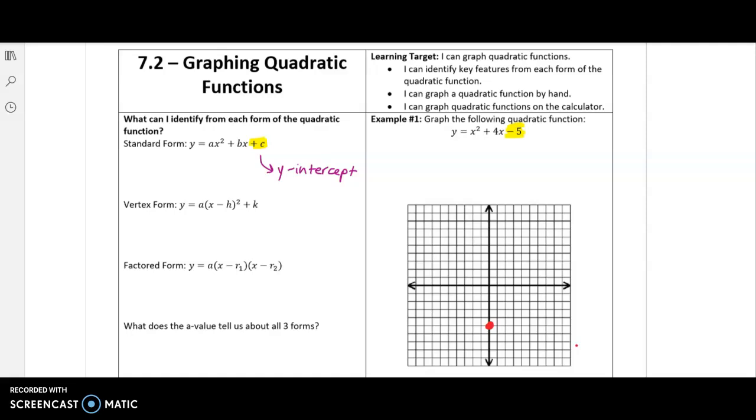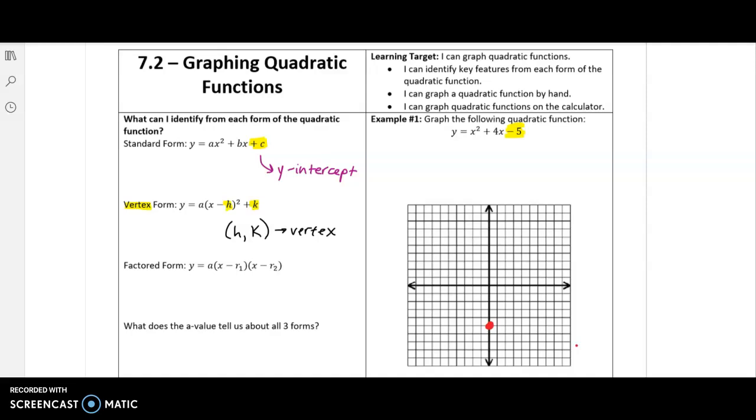So the vertex form naturally helps us to find the vertex. That's why it's called that. So I'm going to highlight that. You may want to underline it or circle it in your notes. And the h value and the k value, if we put them together as an ordered pair, h comma k, that gives us the vertex of our graph.